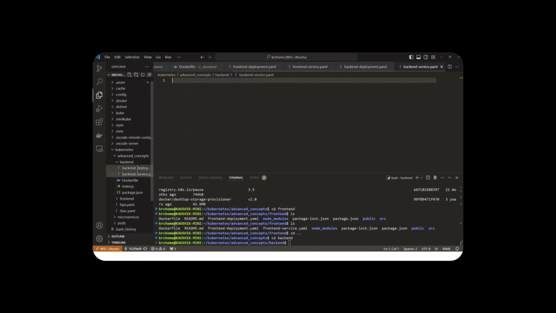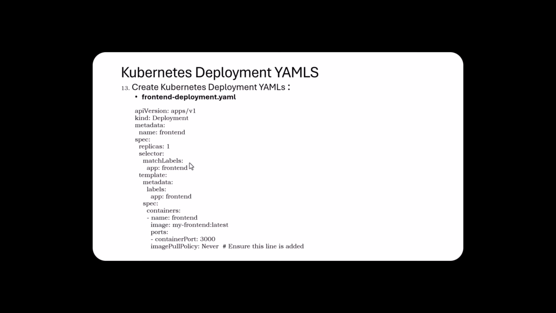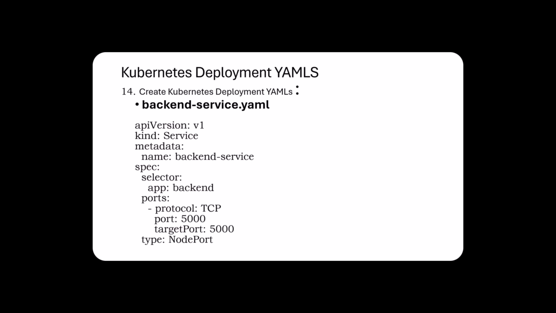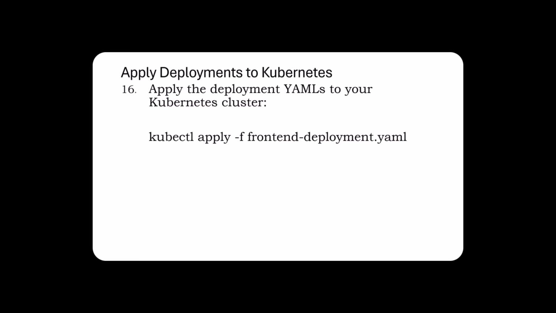You need to be very careful in looking for any typo. Backend-service.yaml, and then I paste this code. You can again see this is the backend service, the kind is service, and this port is 5000 on your machine, and the target port is also 5000. Type NodePort. Done. You have done the backend service, and the frontend service you have also created.